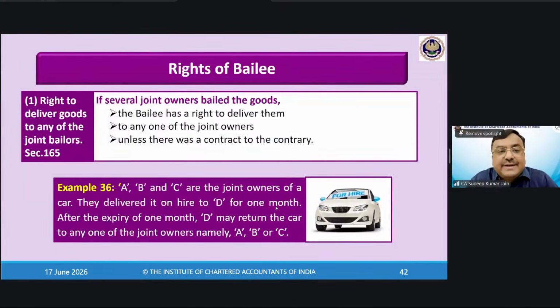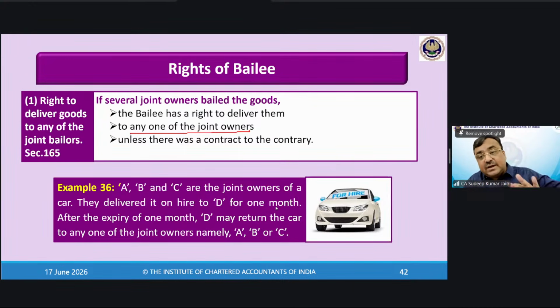Now the topic: rights of bailee. Rights of bailee are the same as the duties of bailor. First point, right to deliver goods to any of the joint bailors. If the goods bailed are owned by more than one person, the bailors are joint bailors. So the bailee has the right to deliver to any of them. If several joint owners bail the goods, the bailee has the right to deliver them to any one of the joint owners, unless there was a contract to the contrary.